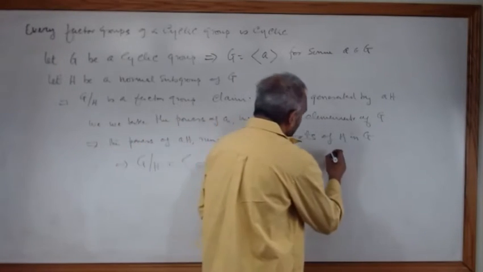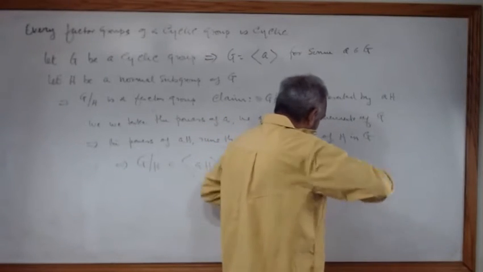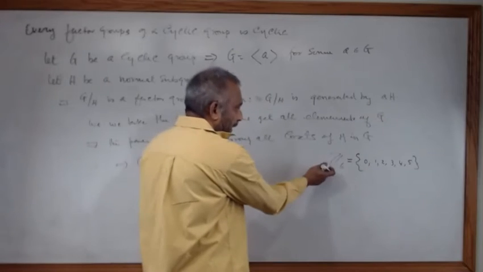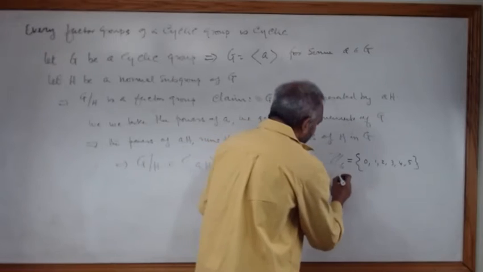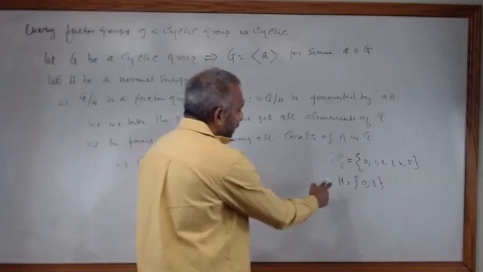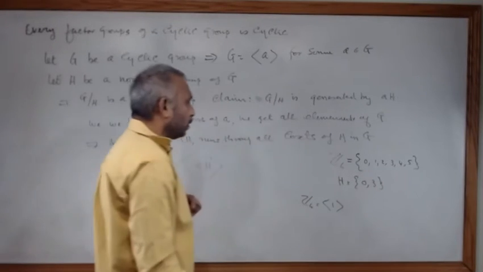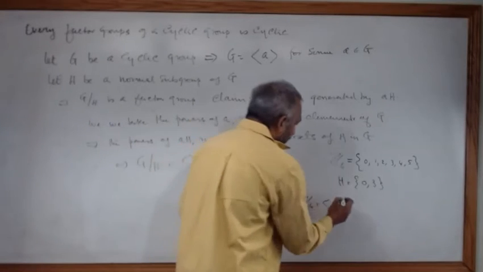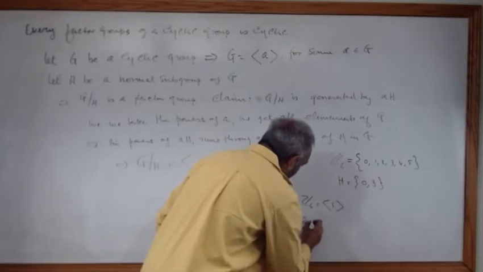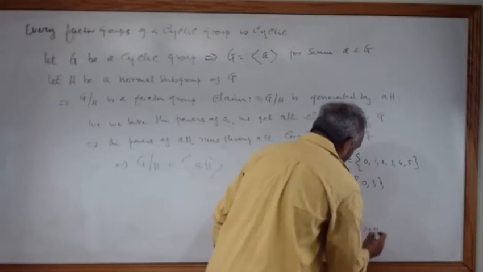So if you take an example, let's take Z6. Z6 is 0, 1, 2, 3, 4, 5. Because it's a cyclic group, any subgroup of Z6 is normal. Let us take H equal to 0, 3. This is a normal subgroup of Z6, and Z6 is equal to the group generated by 1. So what we need to prove is that the factor group Z6 over H is equal to H, 1 plus H, 2 plus H.